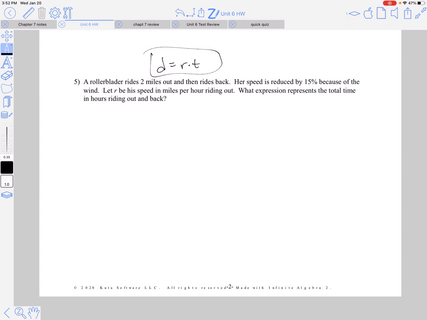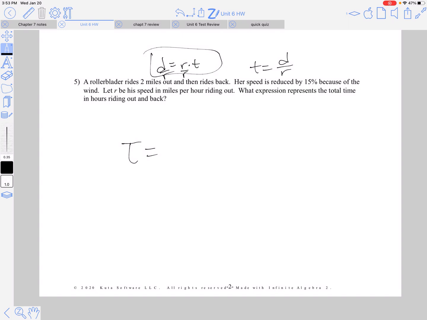So a rollerblader rides 2 miles out and then back. The speed is reduced by 15% because of the wind. Let R be the speed in miles per hour riding out. What expression represents the total time in hours riding out and back? So we need time, and so I'm going to get T alone by dividing by R. So time equals distance divided by rate.